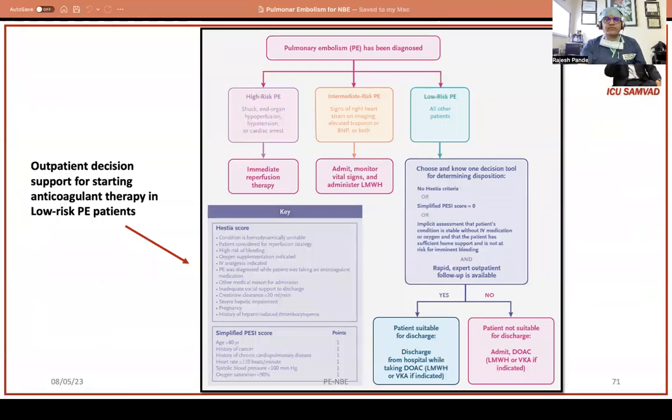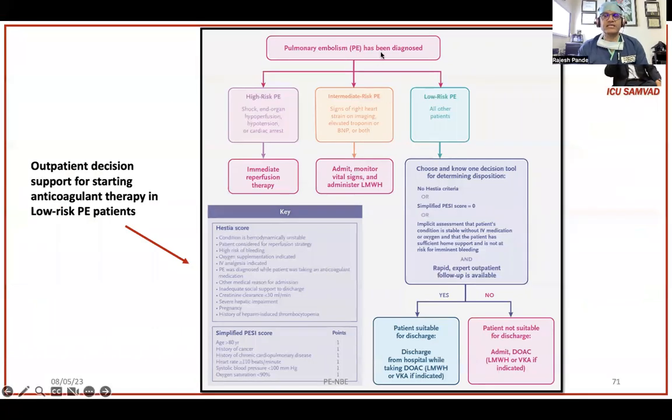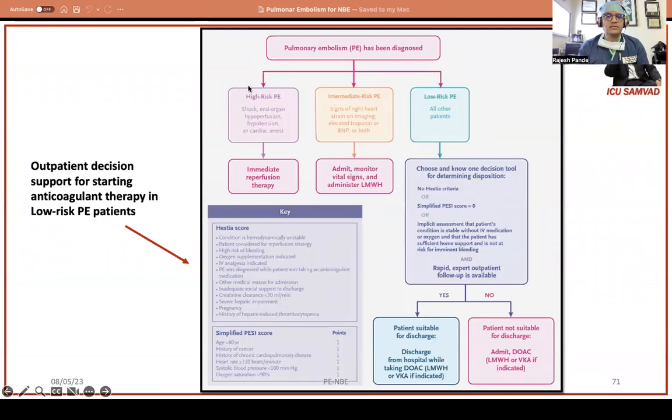Lastly, this is one of my last slides. Let us look at the decision tree. Pulmonary embolism has been diagnosed. A high-risk patient has shock, end-organ hypoperfusion, hypotension, or cardiac arrest. The treatment is immediate reperfusion therapy. Intermediate risk: signs of right heart strain on imaging, elevated troponin, BNP, or both are present, but the patient is not in shock. Admit, monitor vital signs, and anticoagulate.